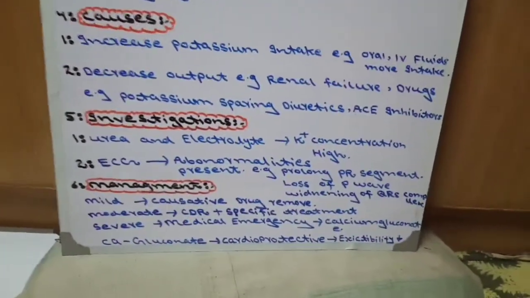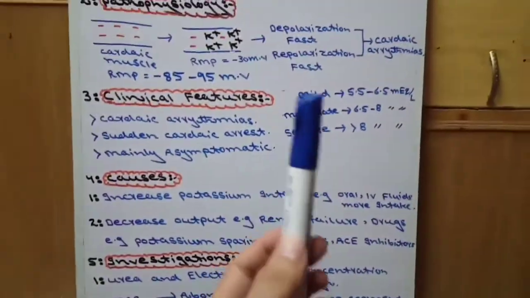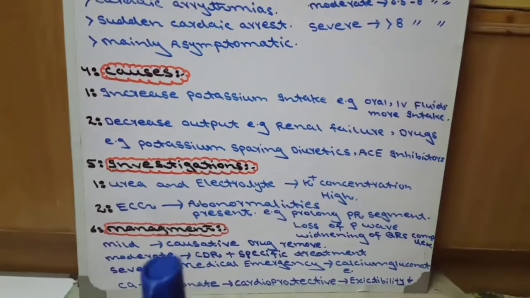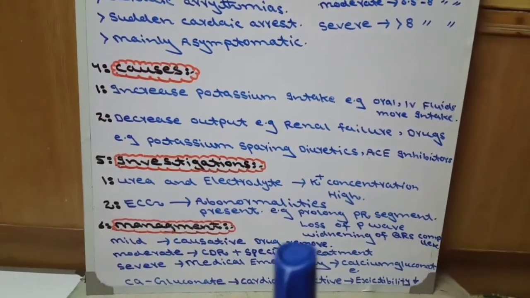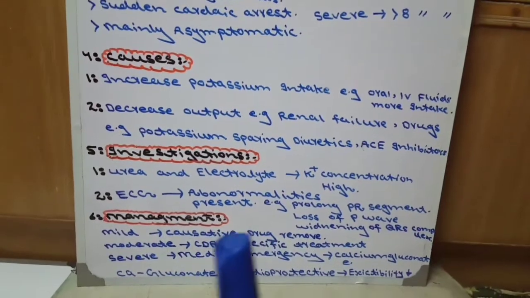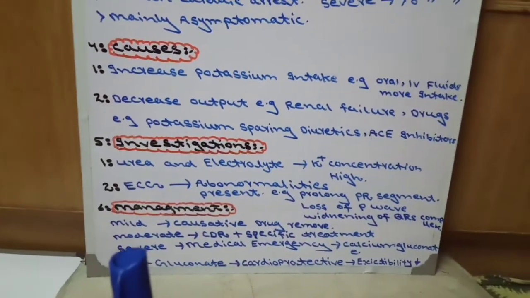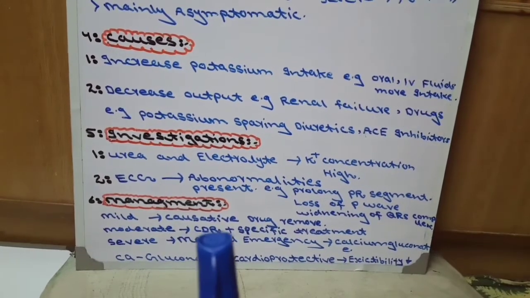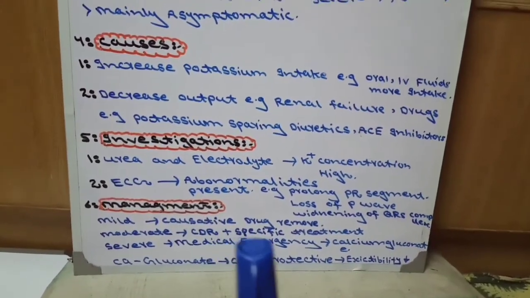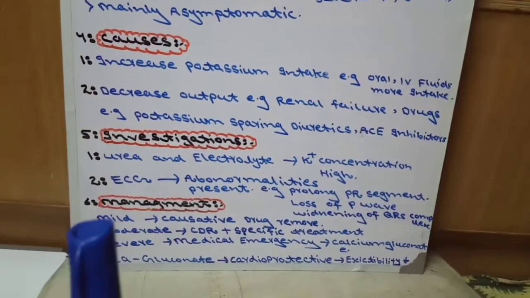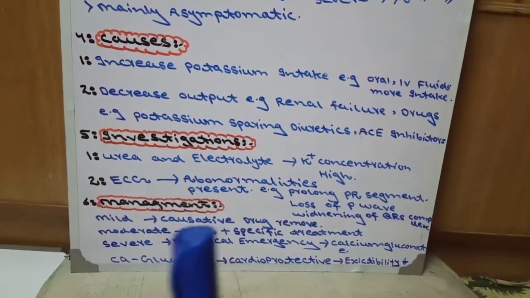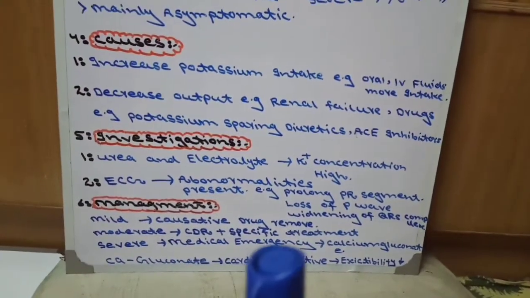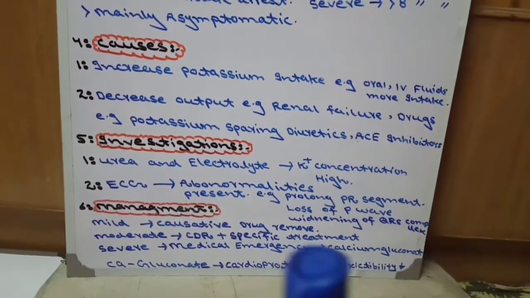Management is also according to the grade of hyperkalemia. If hyperkalemia is mild, we remove only the causative drugs. We remove the causative agent, like the causative drug. If hyperkalemia is moderate, first we remove the causative drug plus give specific treatment. If mild, only remove the causative drug. If moderate, remove the causative drug plus we provide specific treatment to the patient.